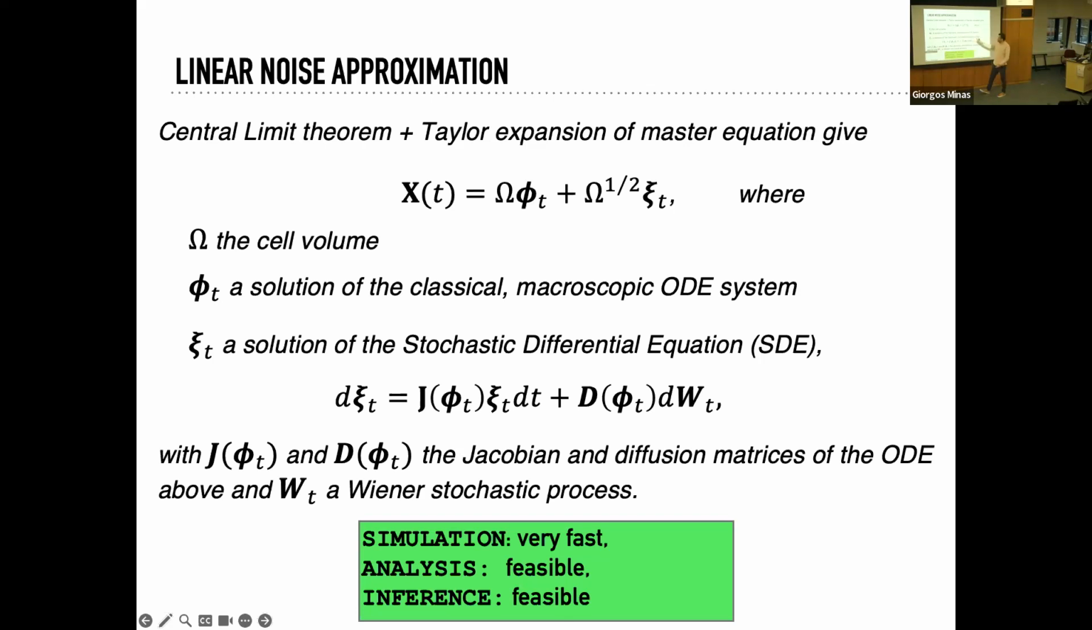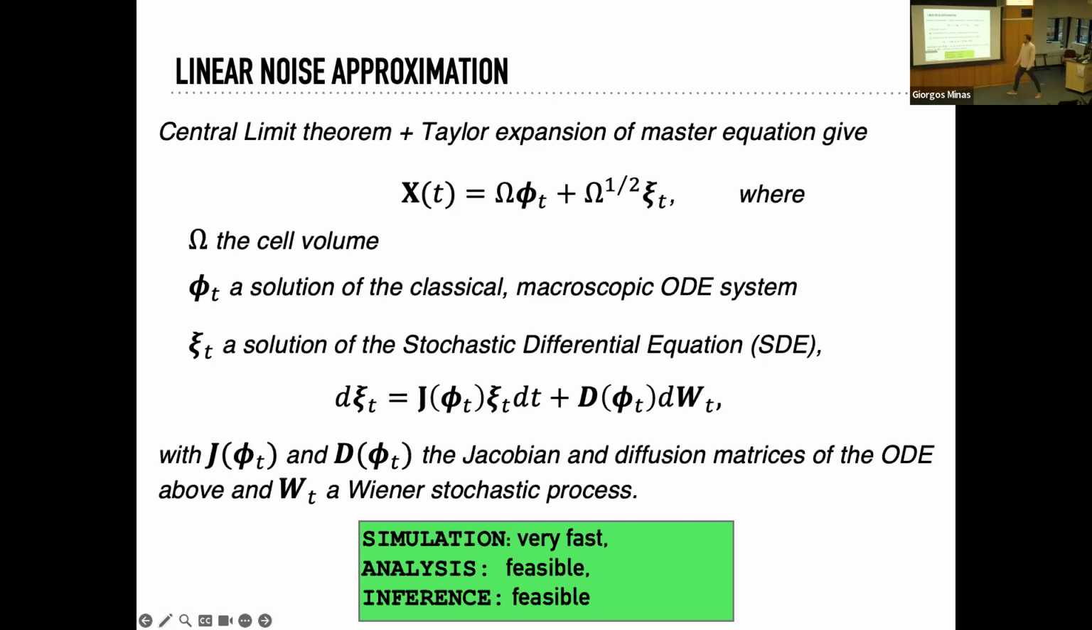phi t is a solution of the classical ODE system. So if you have a standard system, you would probably write it as an ODE, say the SIR classical ODEs. That will be the phi t there. And then you add this psi t, which is a solution of an SDE, a stochastic differential equation, which describes essentially the perturbations of the system around this deterministic solution. So you allow the noise dynamics to go in the SDE, right?